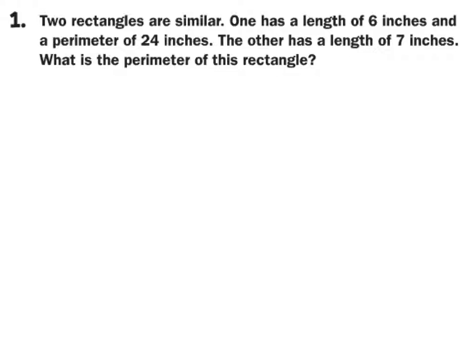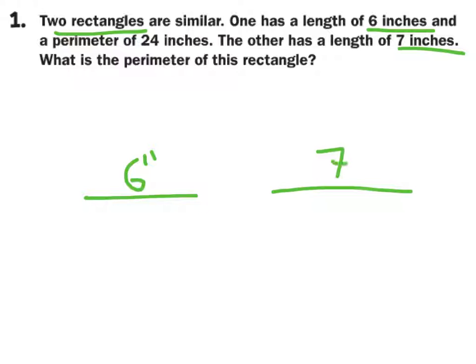Let's look at this example. Here it gives us the length of one of the sides of a rectangle. It gives us the length of another rectangle. Okay. So in other words, this length would be 6 inches, and this length here would be 7 inches. And this one has a perimeter of 24 inches. All we want to do on this one is find the perimeter of this other one.